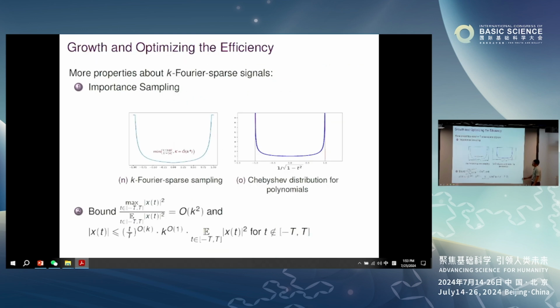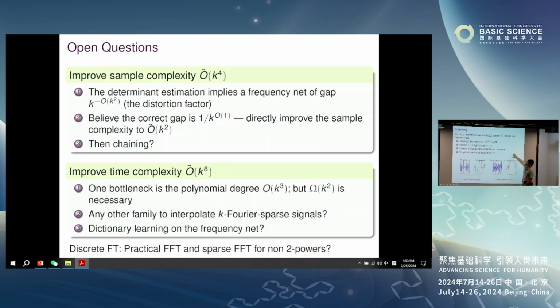But for the sample complexity, we do not really care about the running time, right? We just care about whether you can bound the L2 norm for all k Fourier sparse signals. I mean, that k square is the bottleneck, this omega k square, but it has nothing to do with the sample complexity, right? Thank you for the question.